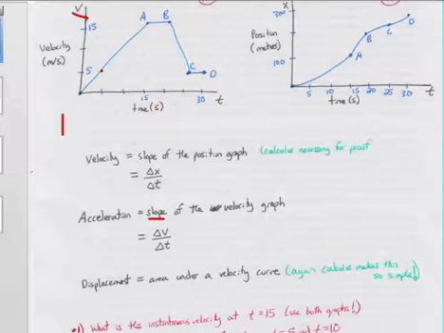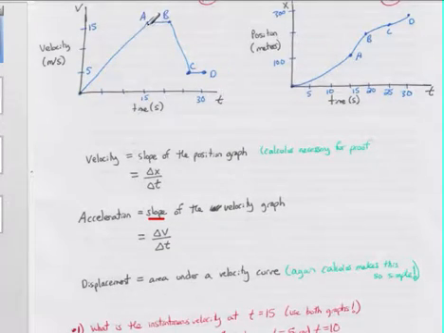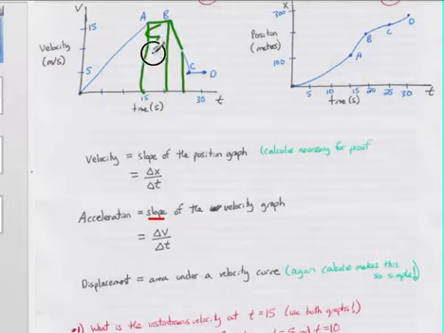I'm starting to sound cheesy. I apologize. So between what did it say? 15 and 25 seconds. 15 seconds is right here, 25 seconds is right here. So I need to find this area. I think I'm going to split it into a rectangle and a trapezoid.